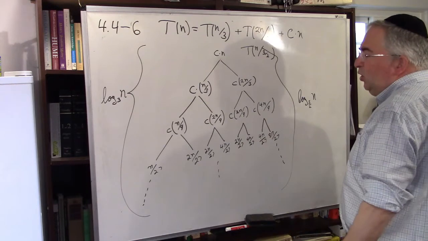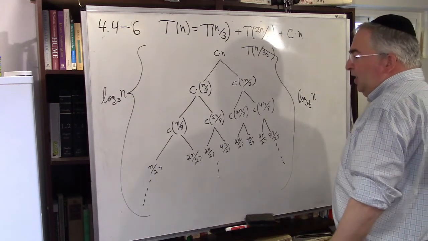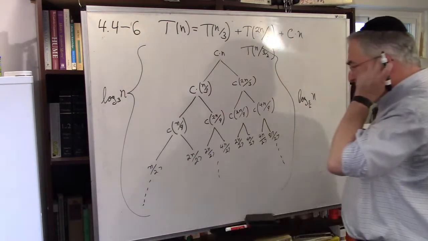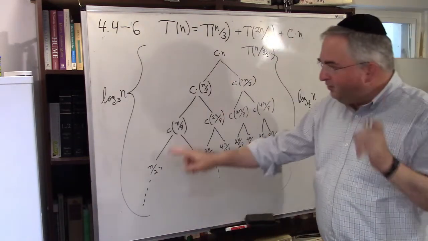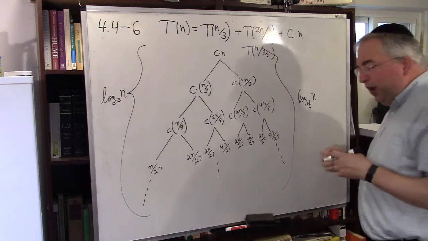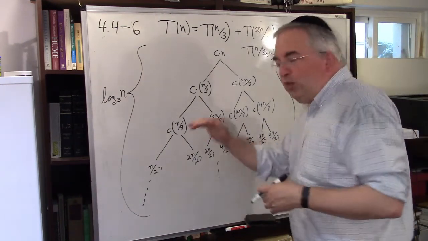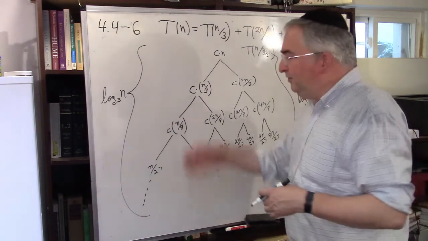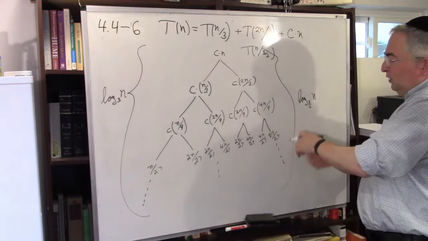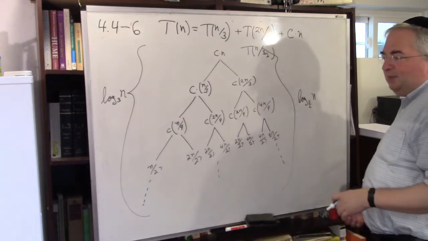Okay, question. Which side of the tree is the shorter side of the tree? And the answer is, here you're always dividing by 3. Here you're dividing by 1.5. Which way are you going to get to the bottom quicker? When you divide by 3, you're going to get to the bottom quicker. Here, you're only dividing by 1.5, so you're not going to get to the bottom quicker.